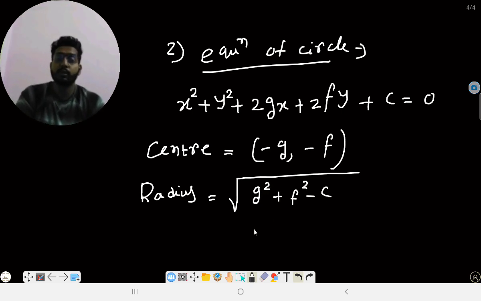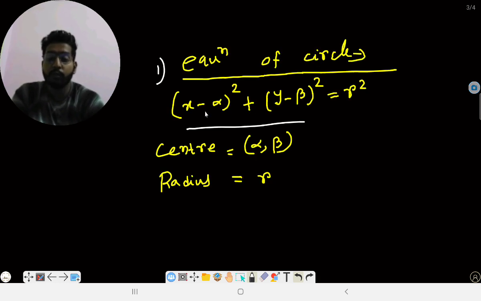This is the center and this is the radius. You have to remember this one. Now, how did this equation come? This equation is nothing but the expansion of this one. If you expand (x minus alpha) whole square and (y minus b) whole square, we'll get this type of formula.